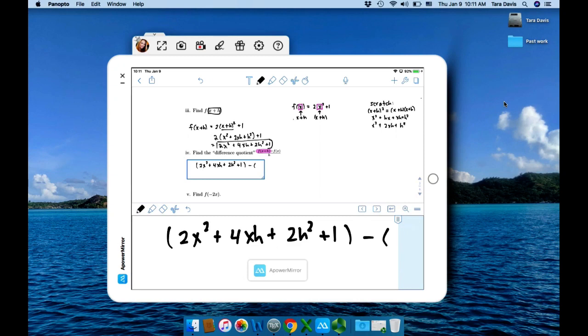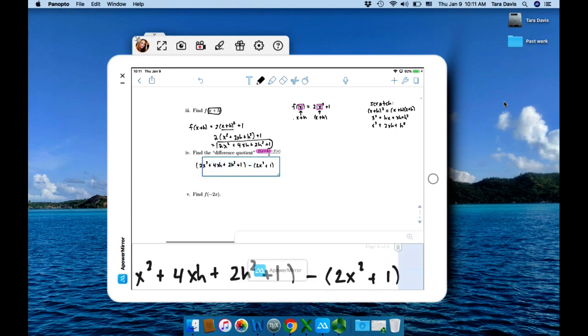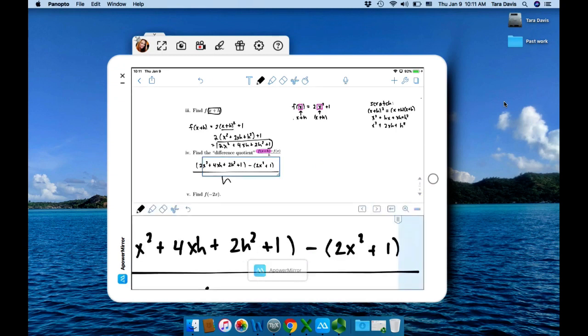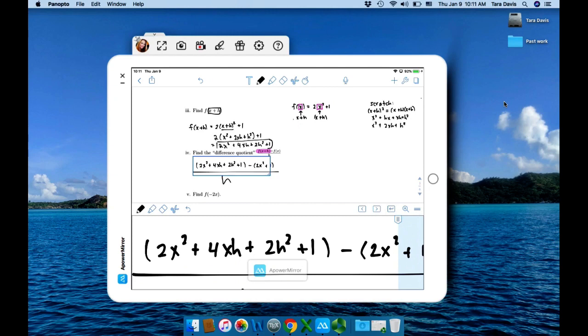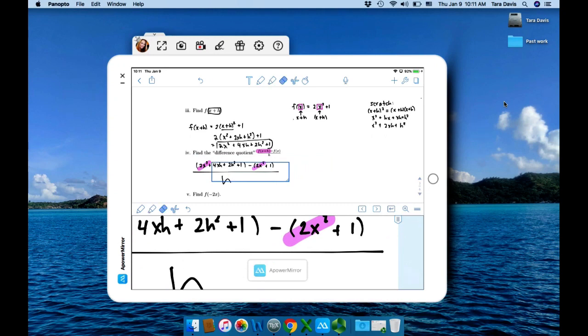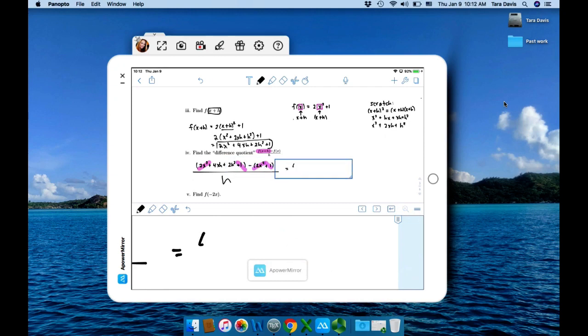Remember, f of x is 2x squared plus 1, and this entire thing needs to be divided by h. Okay, so what we see is that we have 2x squared minus 2x squared, so those two things add together to be 0, and then also we have 1 minus 1. Sorry, so those two things also add together to be 0.